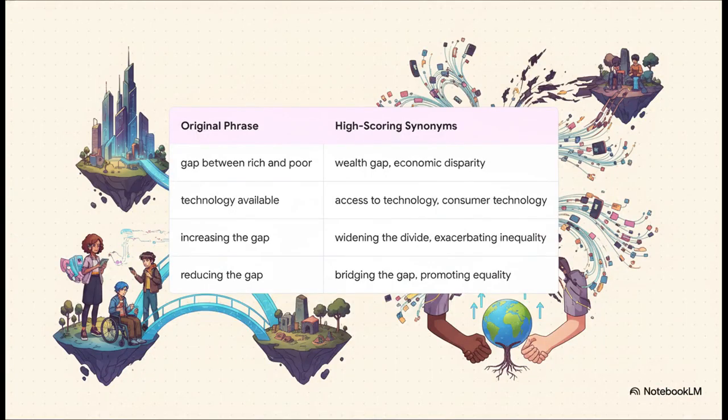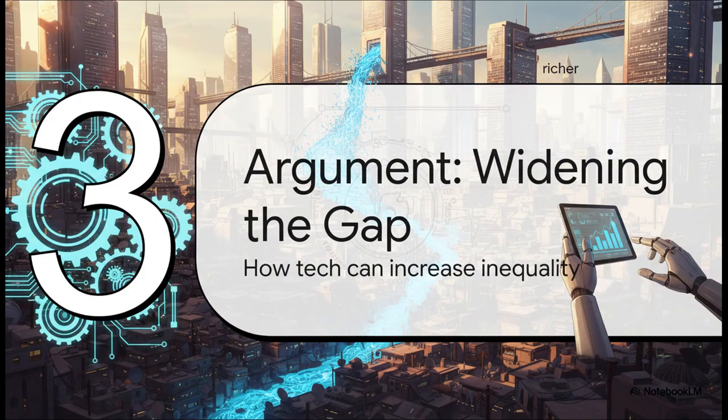Now, what's really interesting about this slide is how it gives you direct replacements for common phrases. This is key for avoiding repetition and really elevating your language. Super useful stuff right here. Okay, let's build our first argument. This is the view that technology actually makes the rich richer and, well, the poor poorer.